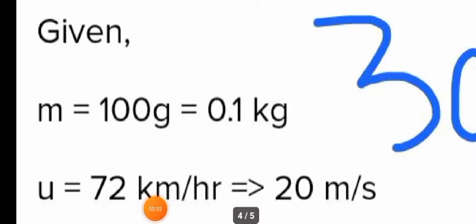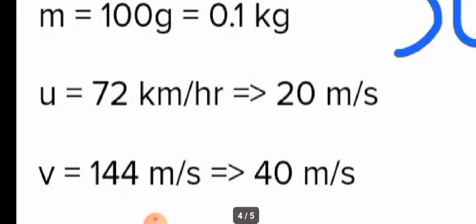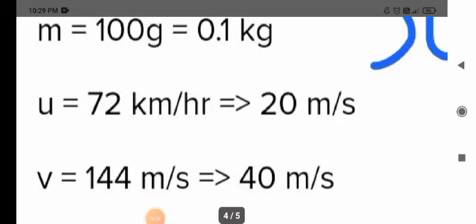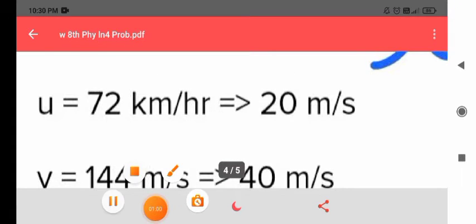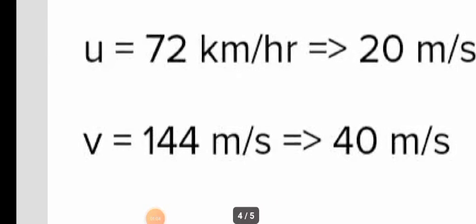So what is given? Mass is given as 100 gram. So when you convert into kilogram, it will be 0.1 kg. And u means initial velocity. Okay, initial velocity or initial speed, that is equal to 72 km per hour. Convert this into kilometer into meter and also hour into seconds. So when you convert them, 72 will become 20 meter per second.